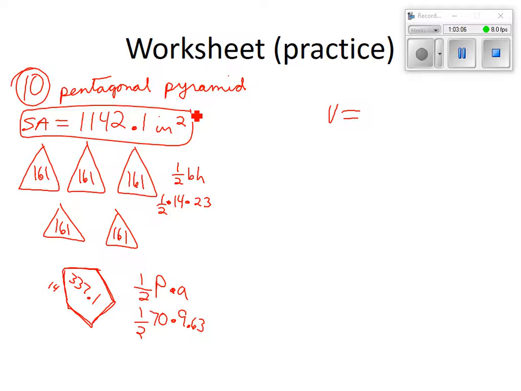Volume. Look up on your formulas packet, what's the formula for volume of a pentagonal pyramid? Not prisms, we're not doing prisms. A pyramid is V equals BH divided by 3. B times H divided by 3. Everybody agree with that? B stands for the base, 337, so it's that one, right?